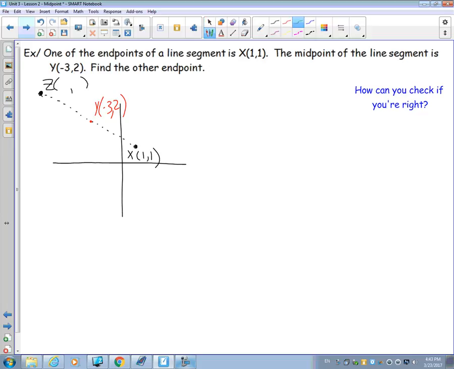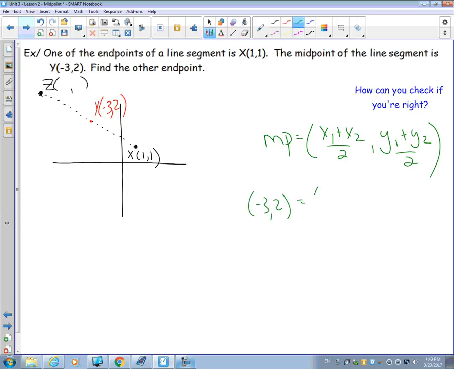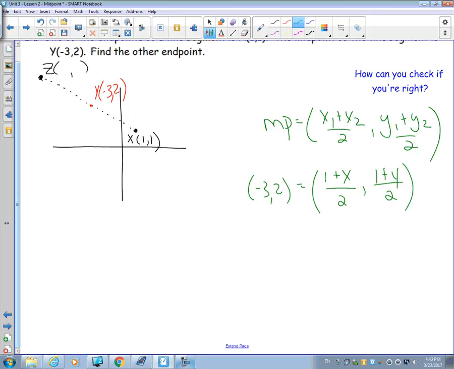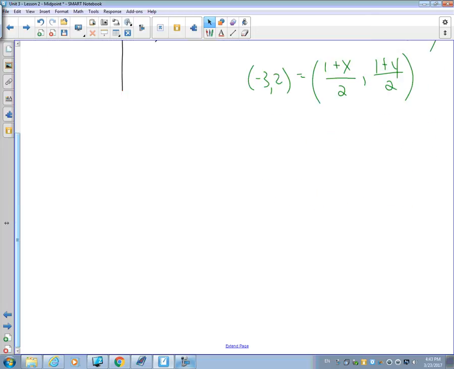How do I use algebra? Well, I know the midpoint formula is I add my x's and divide by 2, add my y's and divide by 2. What do I know? I know the midpoint is negative 3, 2. I know one of the points is 1, but I don't know the other point. So let's just call it x. One of the y's is 1, but I don't know the other one, so let's call it y. And now I have two equations. It doesn't look like two equations, but we can treat it as two equations.